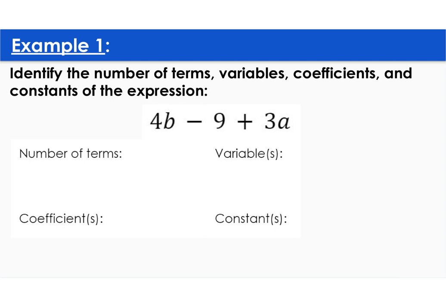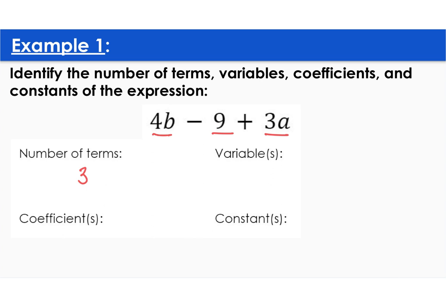Identify the number of terms, variables, coefficients, and constants of the expression. So we'll start with the number of terms. Here I have 3 different terms that represent 3 different things. I have a 4b, a -9, and a 3a. So the number of terms is 3.